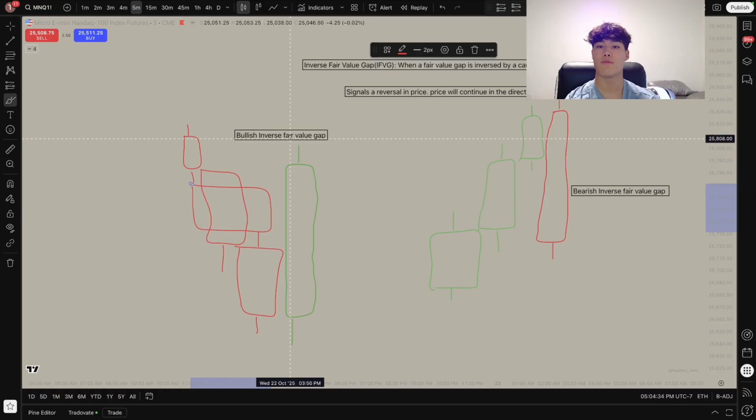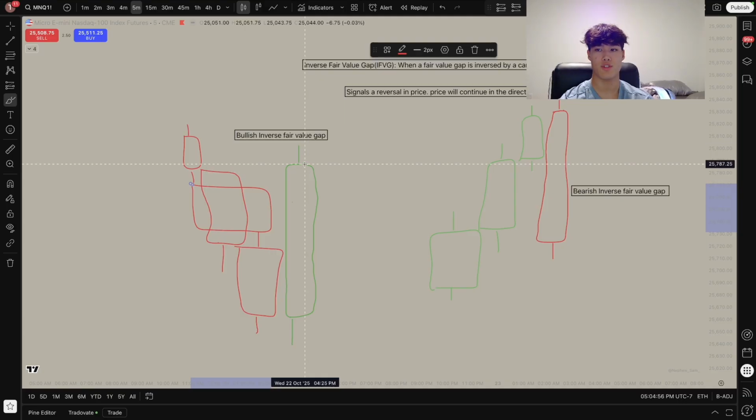And now an inverse fair value gap is simply when a candle of the opposite color, so this green candle, inverses this bearish fair value gap. It's a bullish inverse fair value gap because the candle that is inversing this gap is green, which makes it bullish. So this inverse fair value gap is signaling a reversal in price. So it should continue in this direction and continue going up because it's bullish.